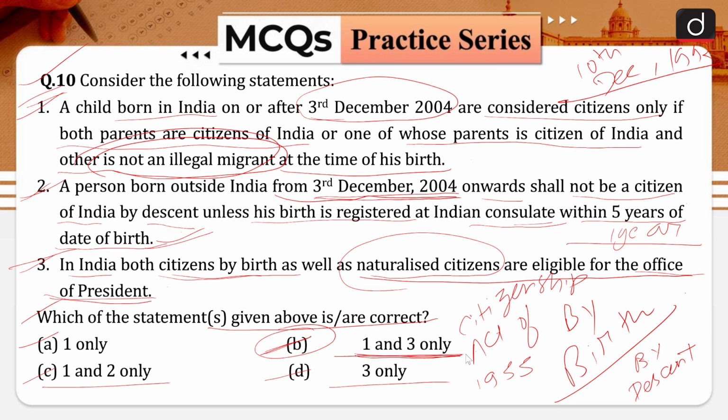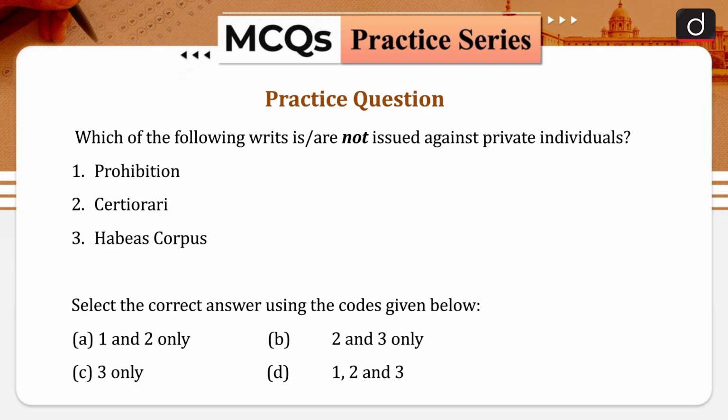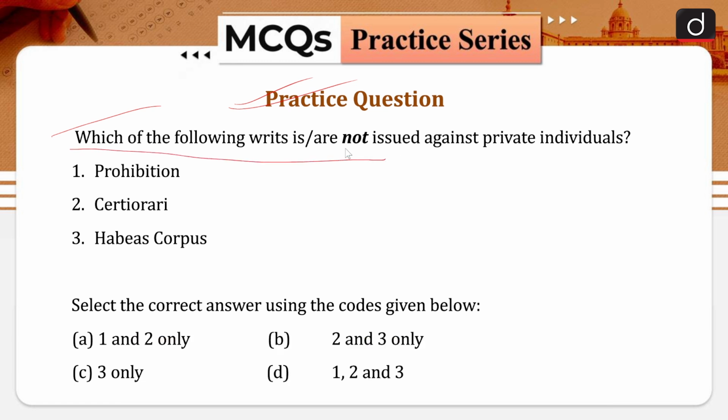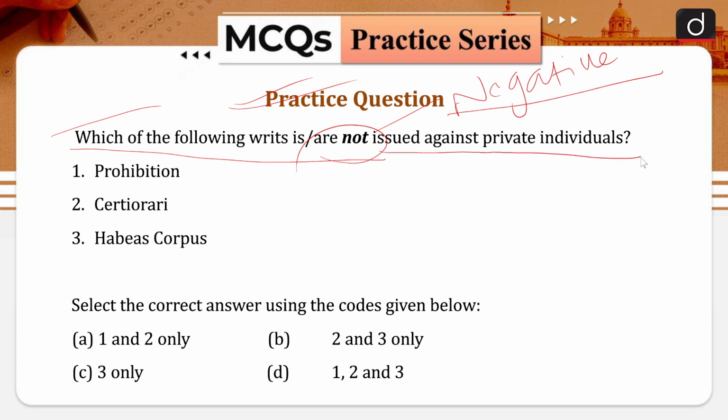Moving forward to our next question of our today's discussion. Okay, and this is a practice question. So, which of the following writs are not issued? Again, pay attention to these negative words. I am reiterating this again and again for you. Not issued against a private individual. Option 1 is prohibition. Option 2 is certiorari. Option 3 is habeas corpus.